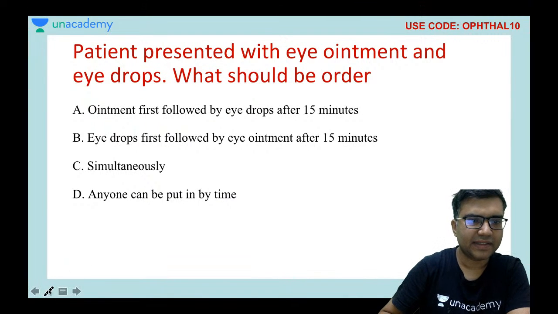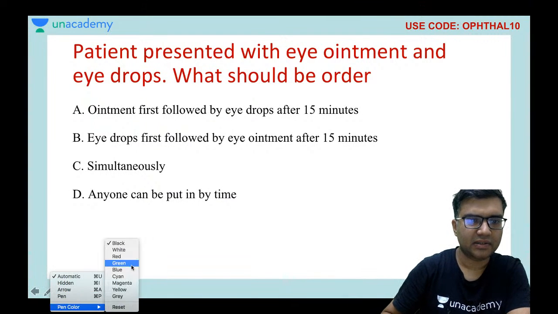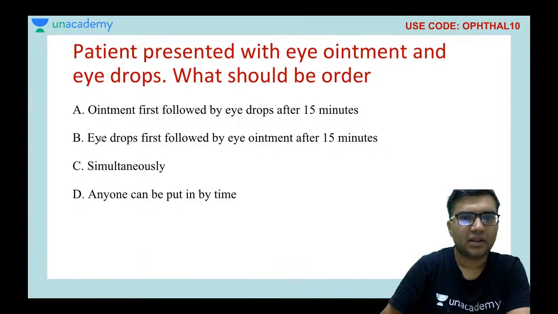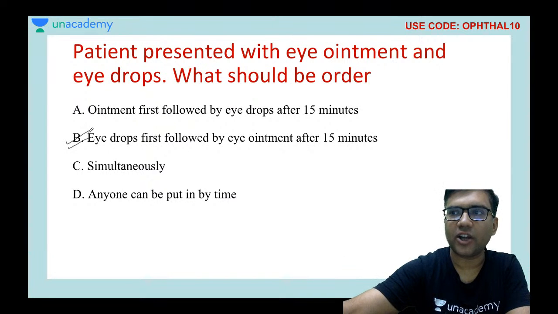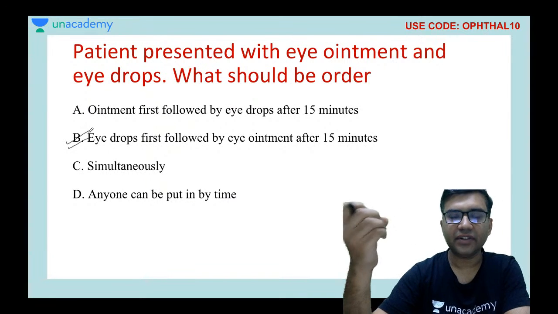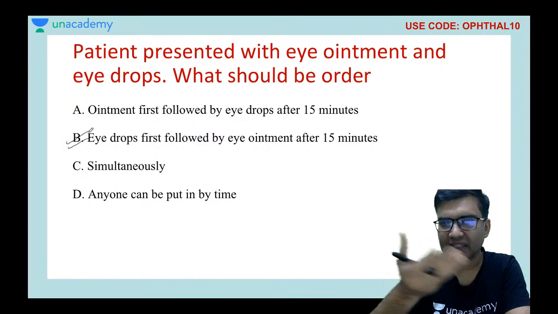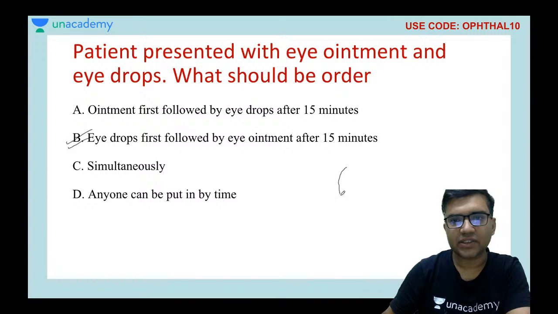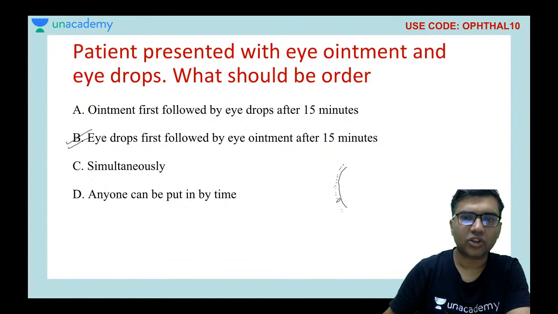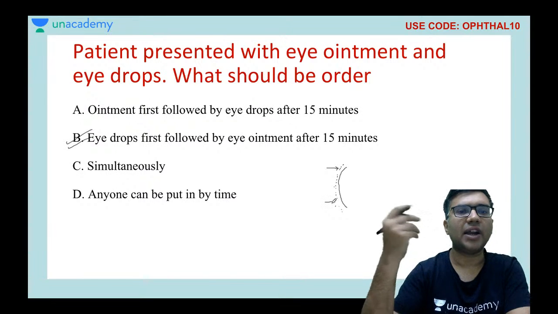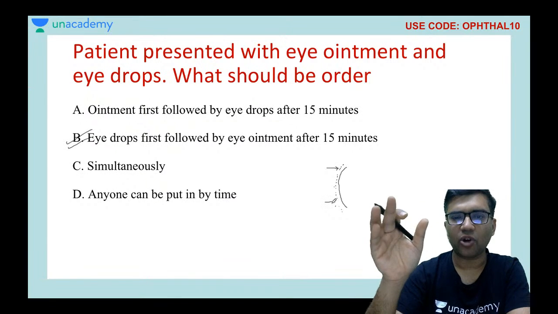So the answer here is that eye drops have to be put first, followed by the eye ointment. The reason is that whenever you put the eye ointment, it would cover the cornea. So this is your cornea. If you put an eye ointment, it would cover your cornea and your ocular surface, which would decrease the penetration of the eye drops.